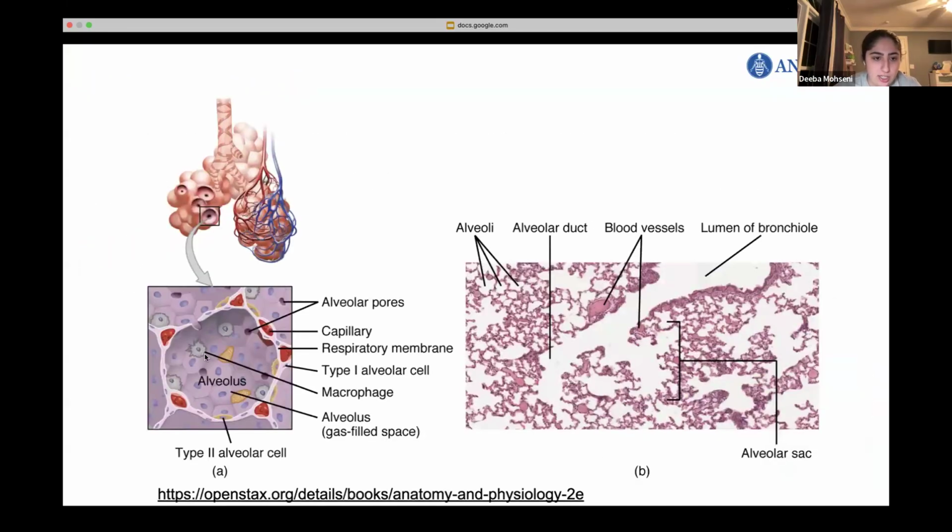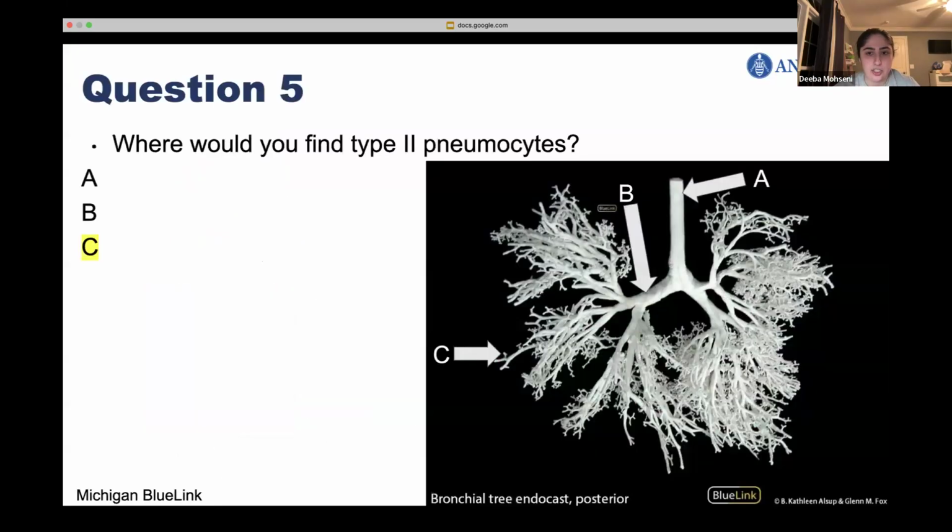So that is your macrophage. And then you can see in this picture your type 2 alveolar cell is a little bit taller, and that's for the surfactant production. Your type 1 cells are very, very thin, so that you can get that good gas exchange quickly.